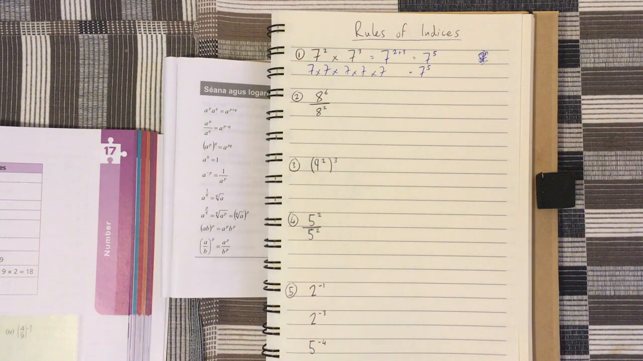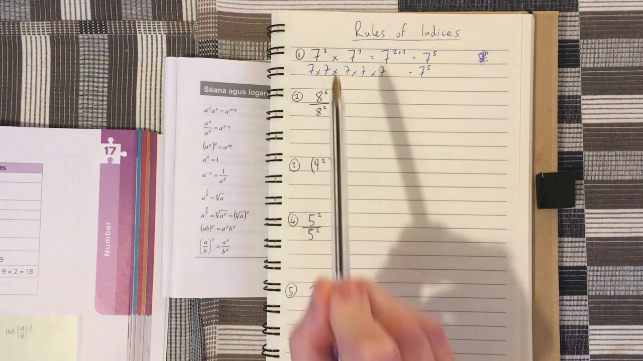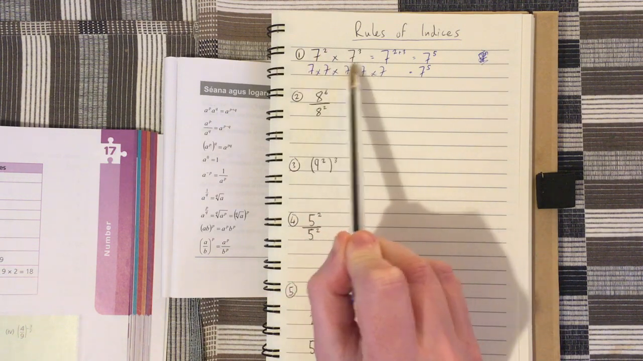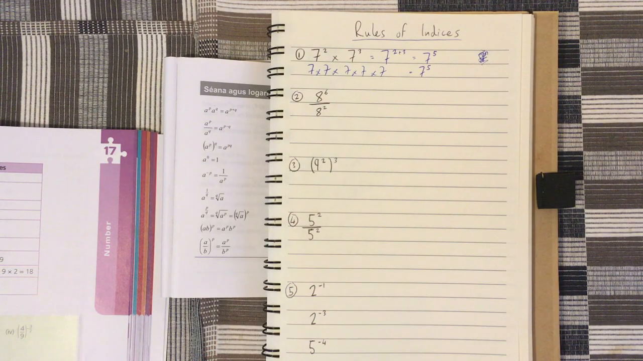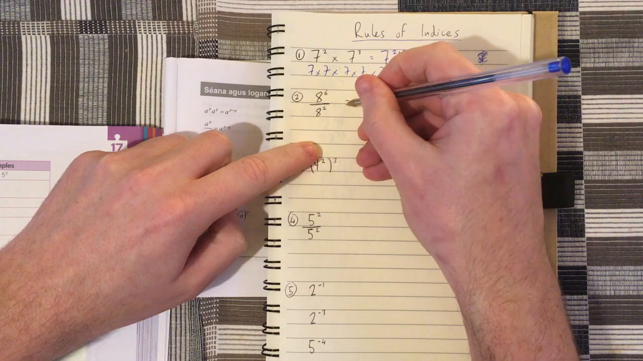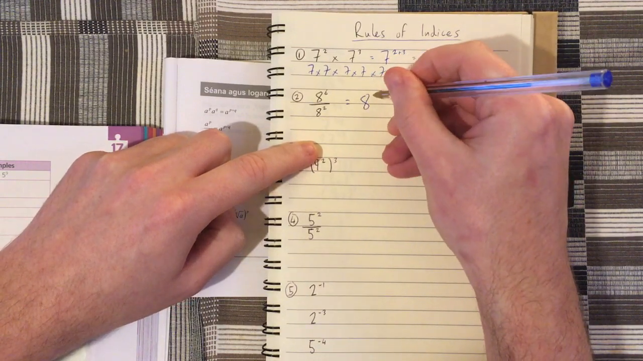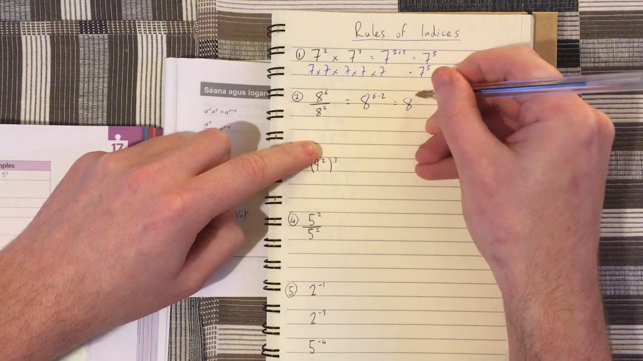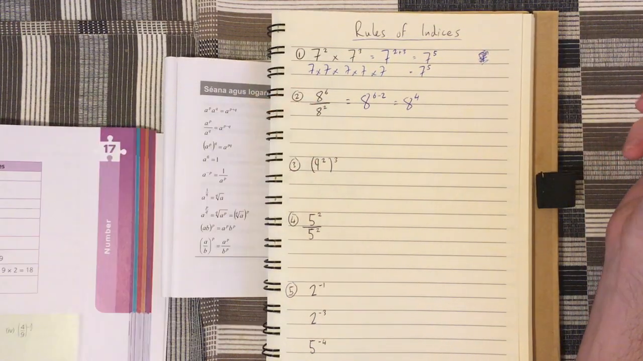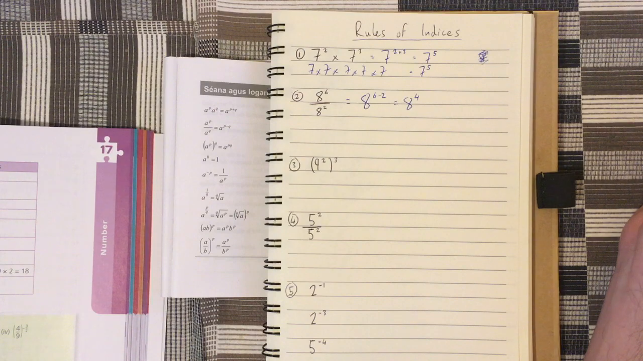Second rule then is just the opposite of that. So when you multiply two numbers together with the same base, you can add the powers. When you divide two numbers with the same base, you can subtract the powers. So 8 to the power of 6 divided by 8 to the power of 2 is equal to 8 to the power of 6 minus 2. 6 minus 2 is 4. So that's equal to 8 to the power of 4.